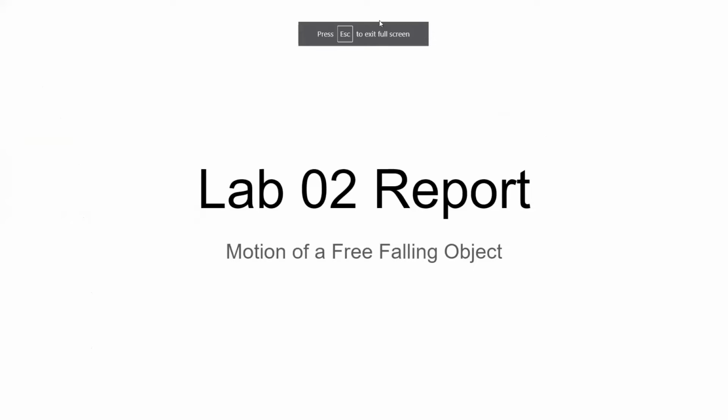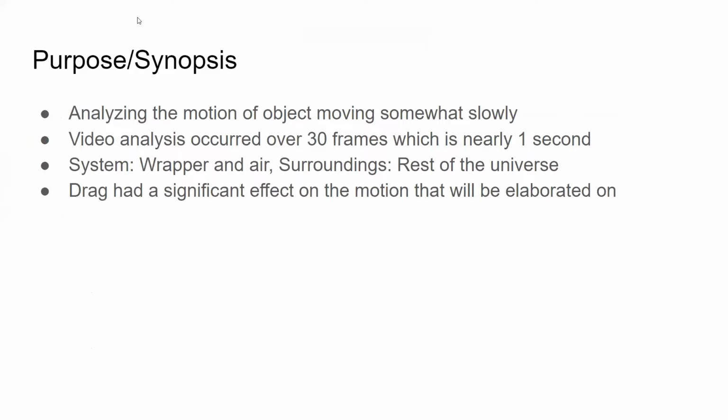Okay, this is lab report 2, motion of a free-falling object. The purpose and synopsis of this lab is analyzing the motion of an object moving in free fall somewhat slowly. For my video, the analysis occurred over 30 frames, which is about 1 second. The system of the experiment was a wrapper in air, and the surroundings were the rest of the universe. The main point of the lab was that drag had a significant effect on the motion, which will be elaborated on.